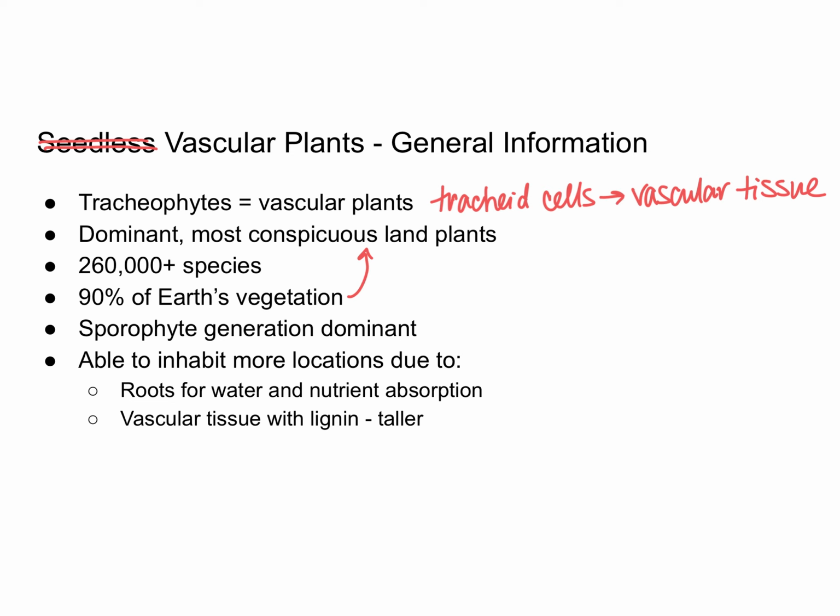Vascular plants are able to inhabit a wide variety of locations because of the vascular tissue that they have. They have roots that can take up water and nutrients from the soil, and these roots can spread out to find the water and nutrients where needed. The vascular tissue also has this tough substance known as lignin, and lignin can help the plant to grow taller. So vascular plants can essentially outcompete non-vascular plants because they can transport water and they can grow taller to get more access to sunlight for photosynthesis.